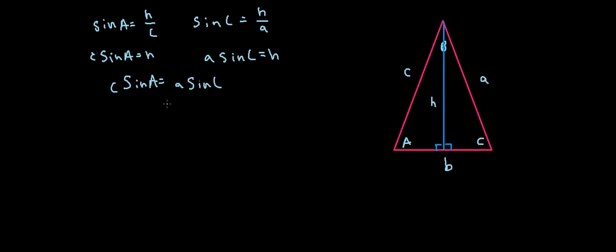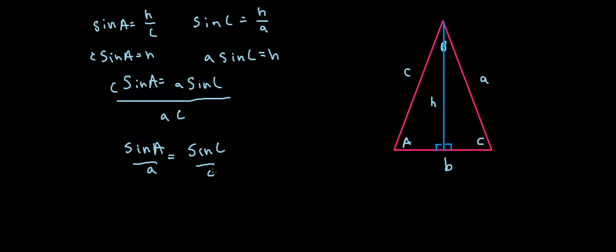And now I'm going to divide both sides by A and C. I'm going to cancel out the C on this side when I divide by AC. It's going to leave an A. The A is going to cancel out on this side. It will leave a C. So there I have sine of A over A is equal to sine C over C. So that's almost the entire law of sines.